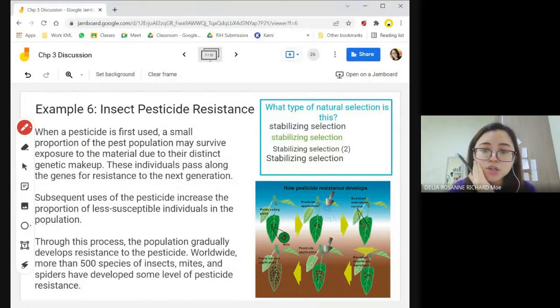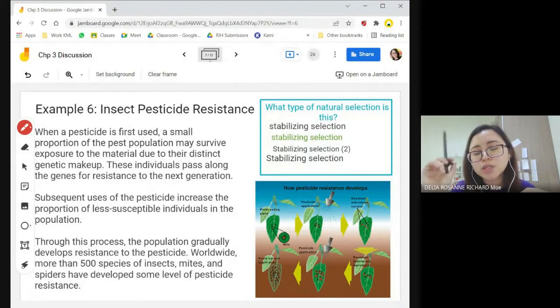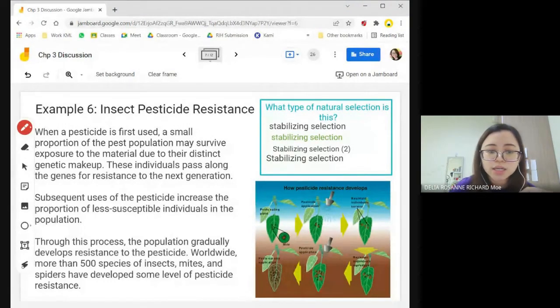Example number 6 is talking about insect pesticide resistance. When the first time you use a pesticide, racun serangga, a small proportion of the pest population may survive exposure to the material due to their distinct genetic makeup. Bila kamu sembur racun serangga, ada yang mati, ada yang hidup. Yang hidup itu sebab ngam-ngam genetik dia membolehkan dia survive. So the ones that do survive will pass along the genes for resistance to the next generation. That means the next generation of insects is going to be more resistant to your racun serangga. Diorang lebih rintang ataupun kalis racun. I hope I'm using the right words.